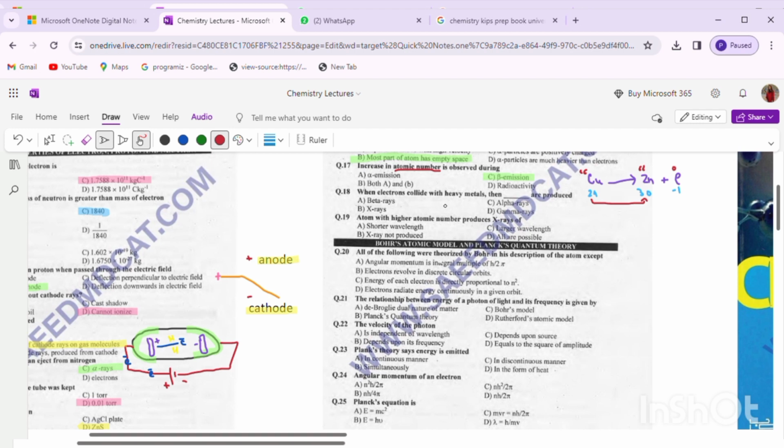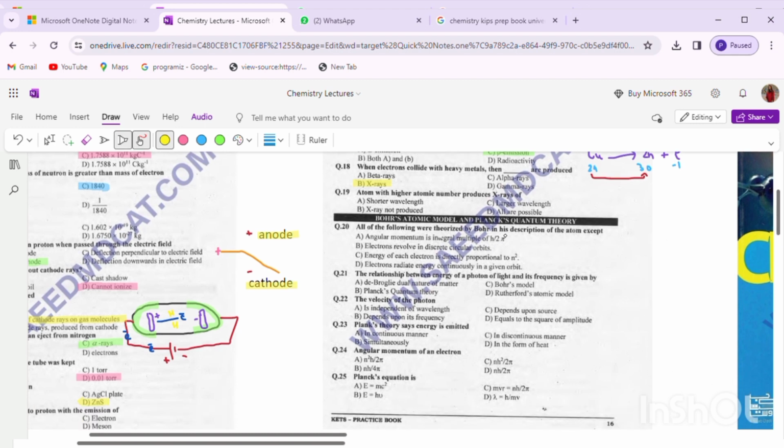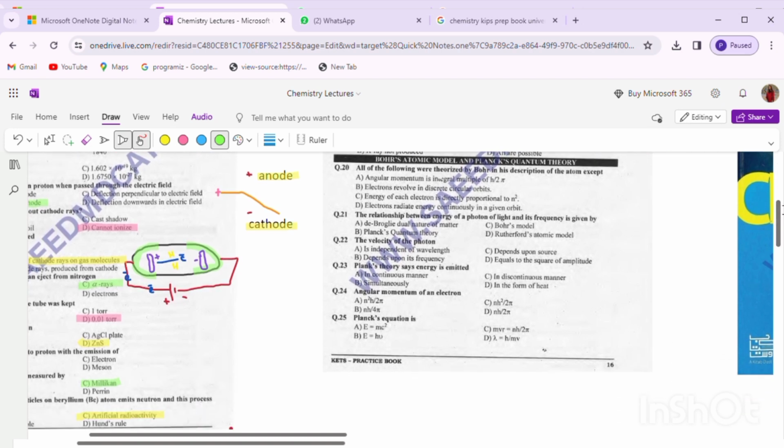18. When electrons collide with heavy metals, X-rays are produced. When a fast moving electron collides with a metal of heavy atomic number, it produces X-rays. 19. An atom with higher atomic number produces X-rays of shorter wavelength. This is theory, so I don't feel I should give an explanation here. Where explanation is needed, I am trying my best to provide it.